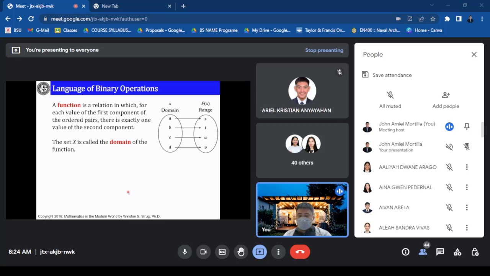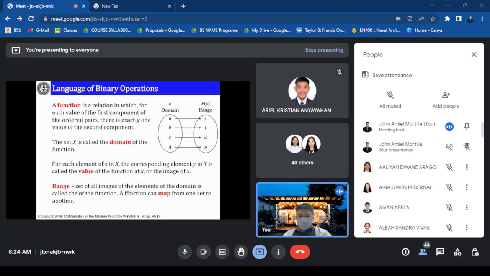So the set X is called the domain of the function, and f of X is the range. For each element of X, there is a corresponding value in the range. The range is the set of all images of the elements of the domain. So a function can map from one set to another.